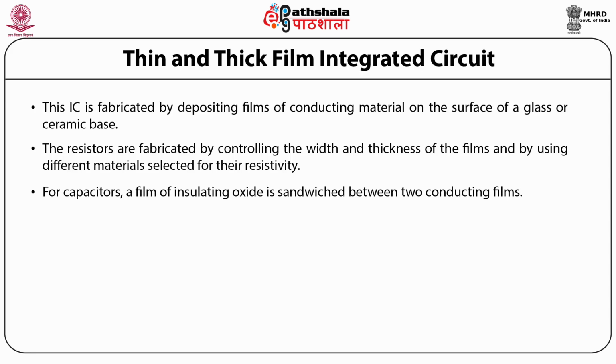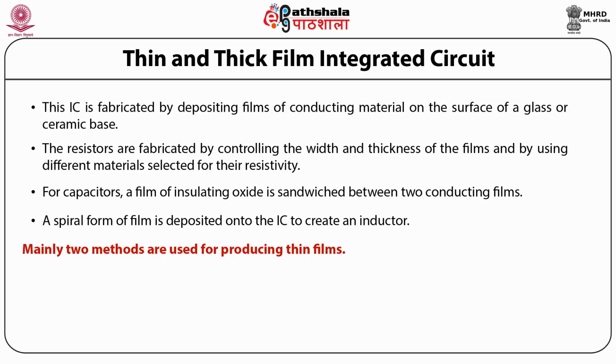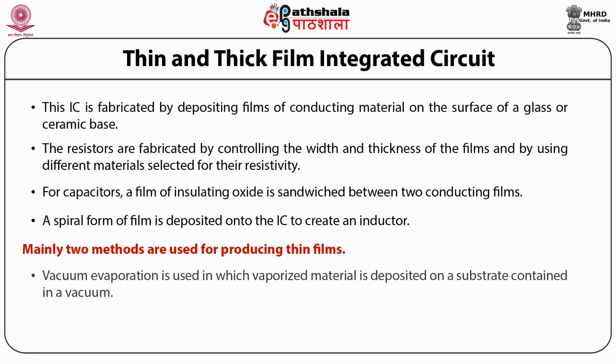So for the capacitors, a film of insulating oxide is sandwiched between the two conducting films. A spiral form of the film is deposited onto the IC to create an inductor. So students, mainly two methods are used for producing thin films. Number one, vacuum evaporation is used, in which vaporized material is deposited on a substrate contained in a vacuum.